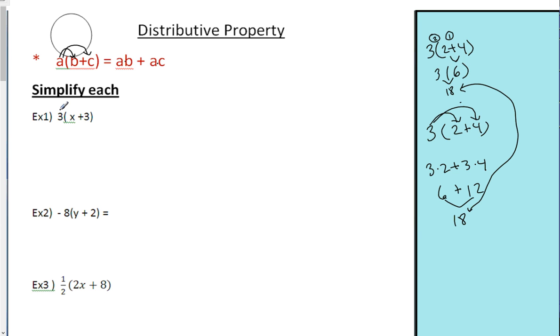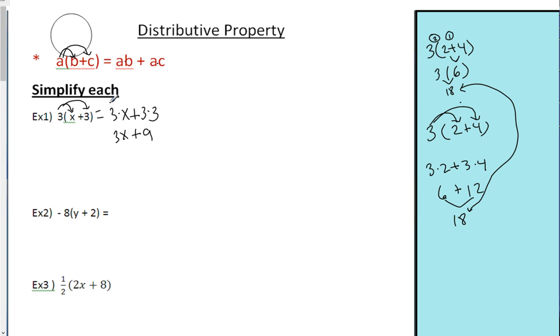Every problem that you do tonight, I want to see the arrows going to it, and I want to see you write it out for me. So this means 3 times x. You're going to write it 3 times x plus 3 times 3. Now 3 times x is 3x, plus 3 times 3 is 9.